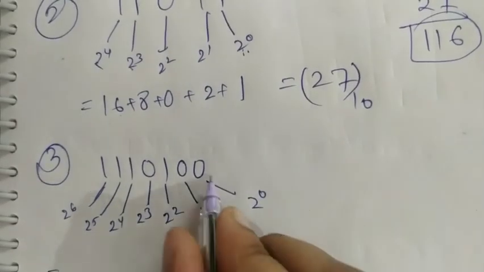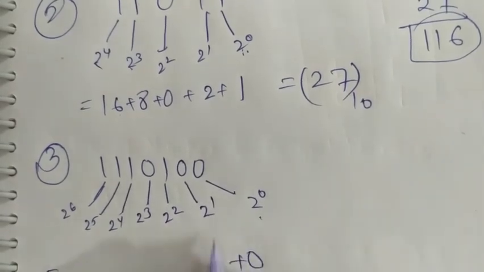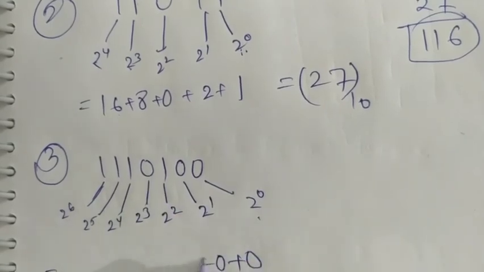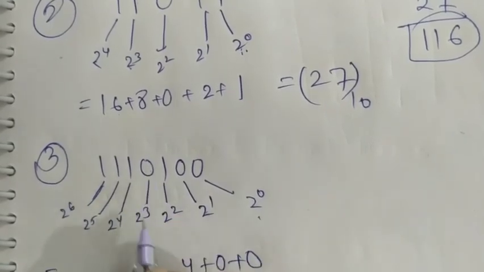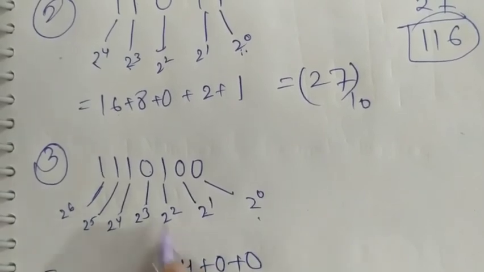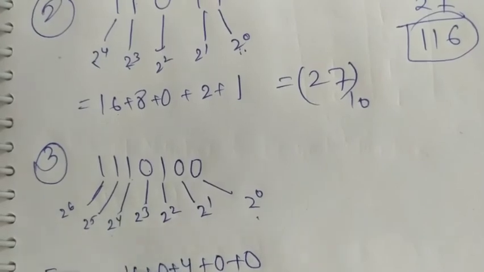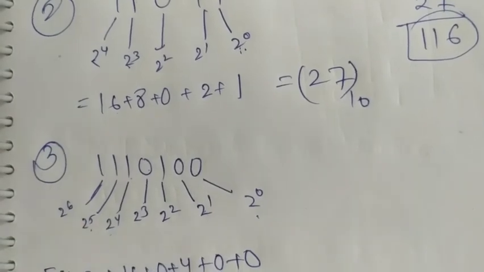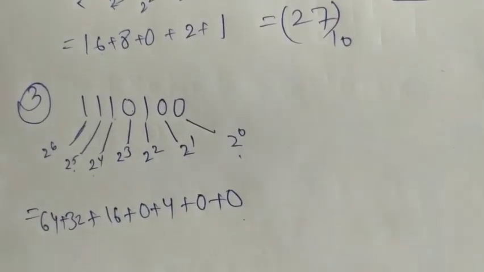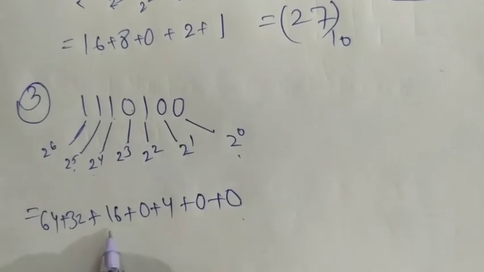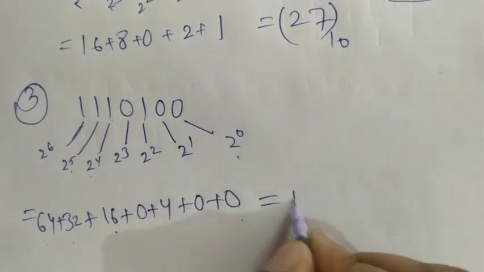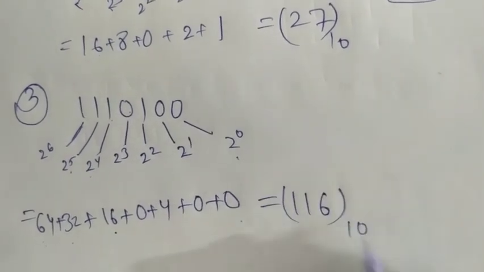So here I will get 0 into 1 is 0, 0 into 2 is 0, 1 into 4 is 4, 0 into 8 is 0, 1 into 16 is 16, and this will be 32 and this will be 64. Now add these terms, what will I get? 4, 16, 32, 64, that is 116 on the base 10.